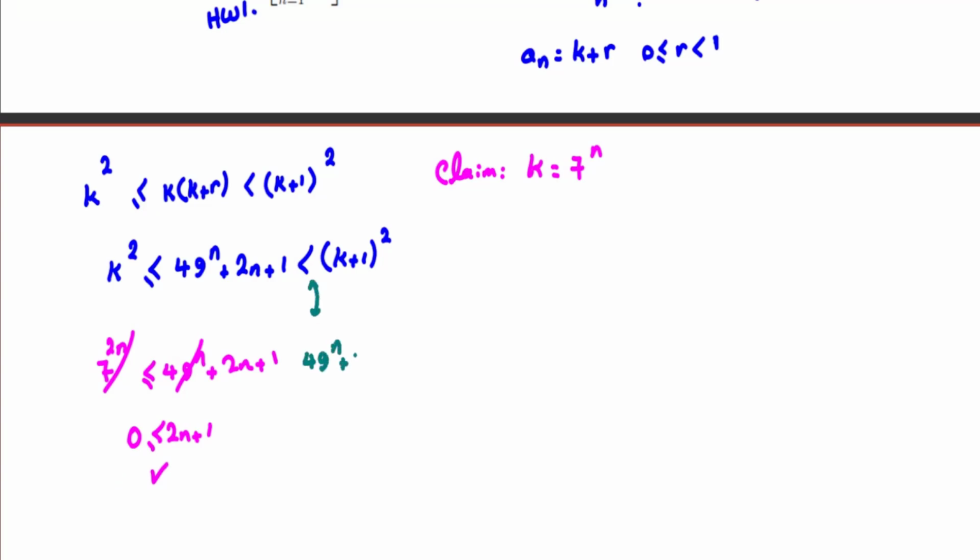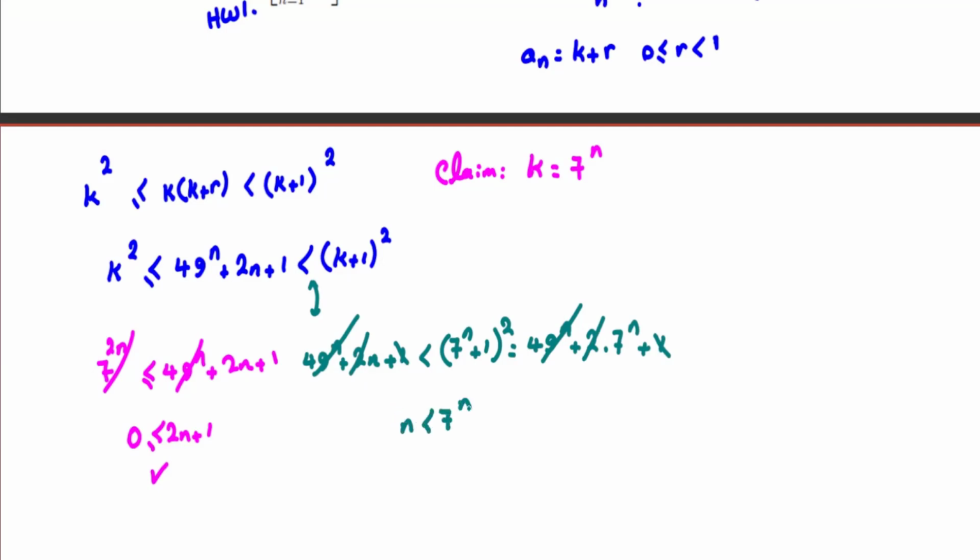49 to the n plus 2n plus 1 is less than 7 to the n plus 1 whole squared. So it will be 49 to the n plus 2 times 7 to the n plus 1. You can cancel these two parts, and then you can cancel 1. It means you subtract 1. Here you divide both sides by 2. And then we should prove that n is less than 7 to the n.